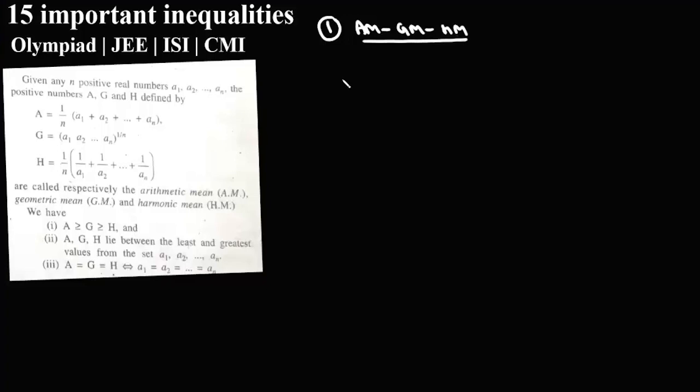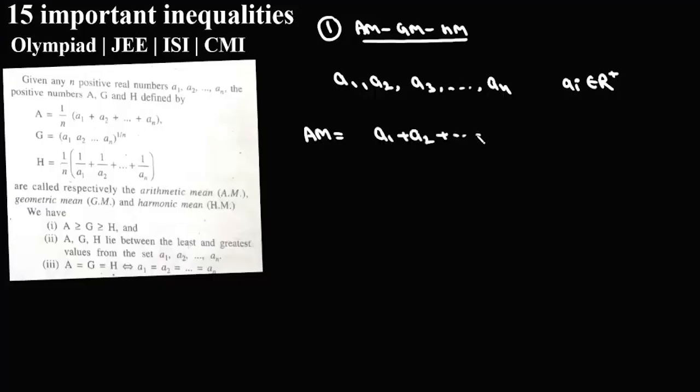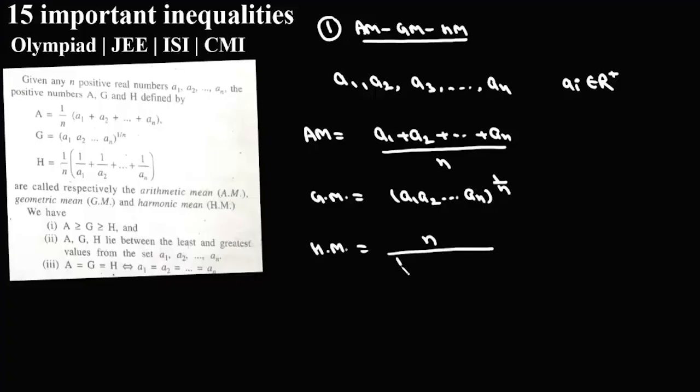If we have n positive real numbers a1, a2, a3 up to an, where each of these numbers is a positive real number, then we can define their arithmetic mean as their sum, a1 plus a2 up to an, whole divided by n, their geometric mean as their product, a1 a2 up to an, to the power 1 by n, and their harmonic mean as n upon 1 upon a1 plus 1 upon a2 up to 1 upon an.